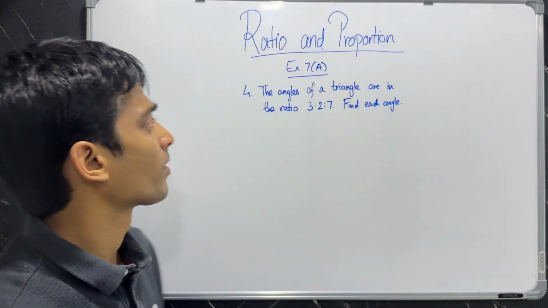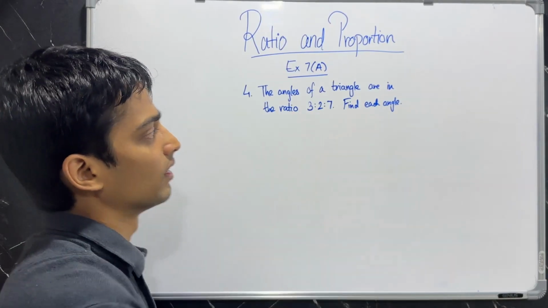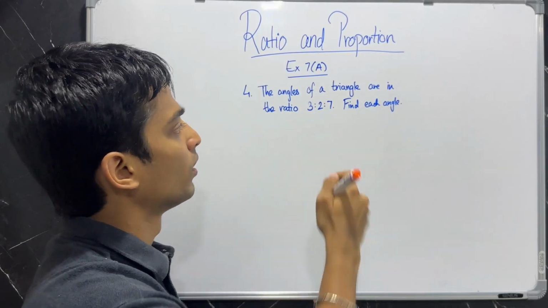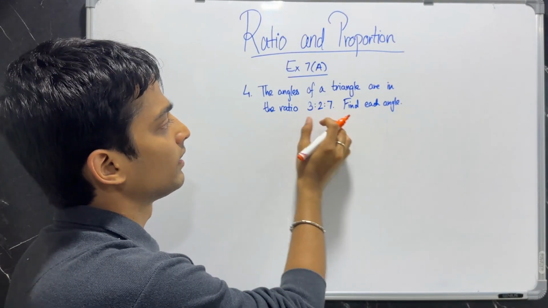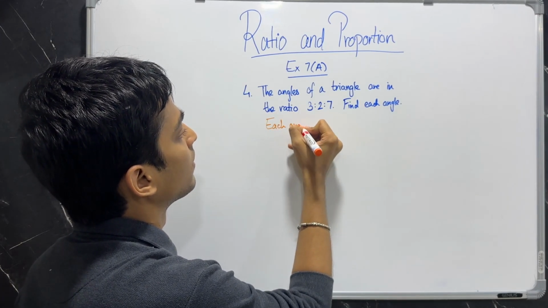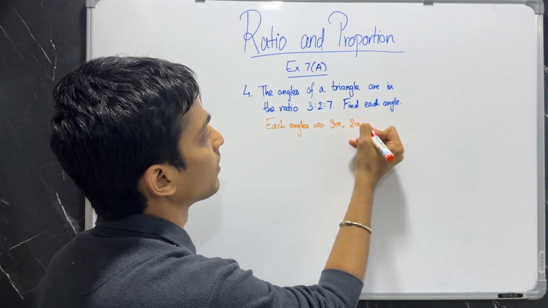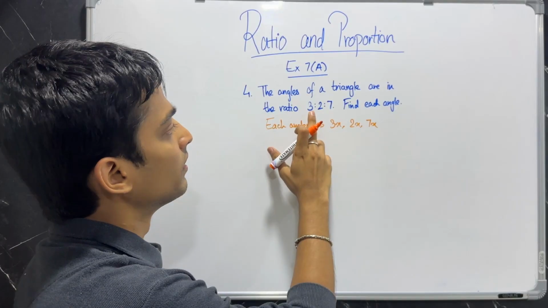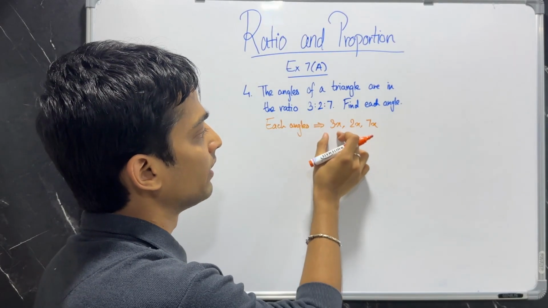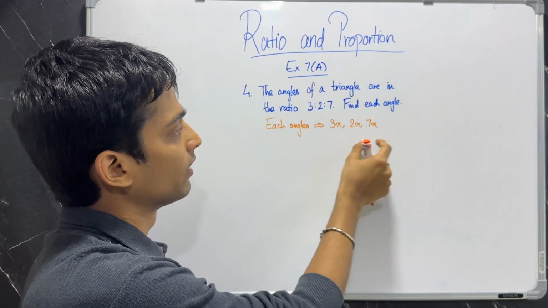Okay, the fourth question. The angles of a triangle are in the ratio 3:2:7. Find each angle. So we have 3 angles and there is a common factor. Let that common factor be x. So each angle will be 3x, 2x, 7x, because they are in this ratio and they have a common factor. We just need to find the value of x so that we can find the actual angles of the triangle.